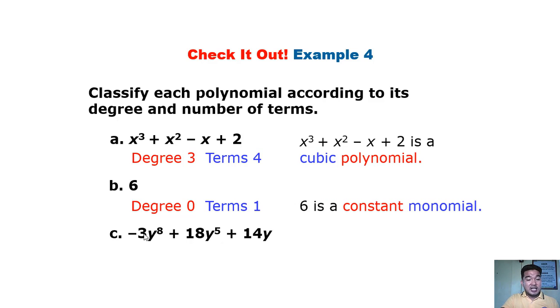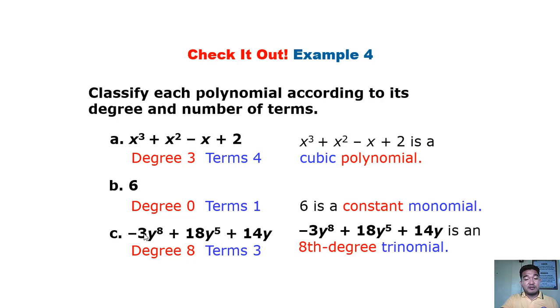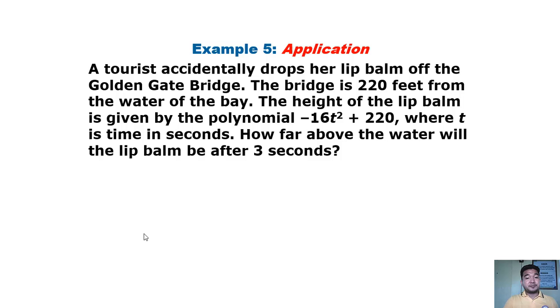And then for letter C, we have the highest exponent of 8. So that is the degree, which is 8. And the number of terms is 3. So this is an example of an 8th degree trinomial.